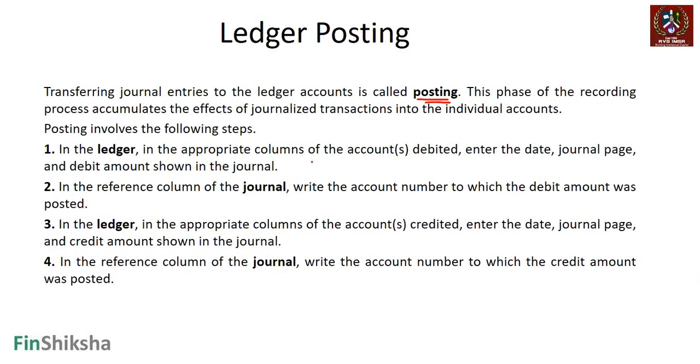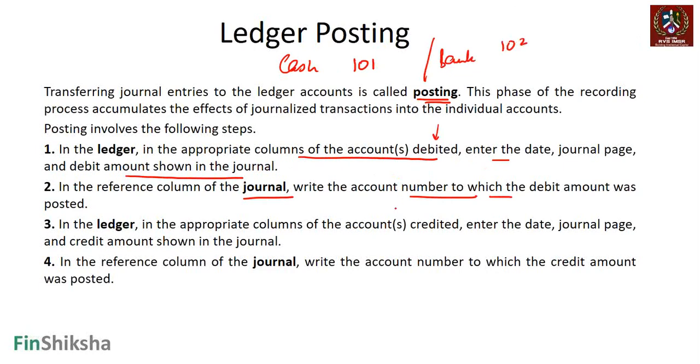First, in the ledger, the appropriate column of accounts is debited. In those columns, enter the date, journal page, and debit amount as shown in the journal. Let's assume all these are books, so you will show what is the column that is being debited, what is the amount, date, and number of page of the journal. Let's assume the journal is a book. In the same book of journal entries, in the reference column, write the account number to which this entry is posted. Now, account number could be cash account is 101, bank account is 102, and so on and so forth. You could have those account numbers.